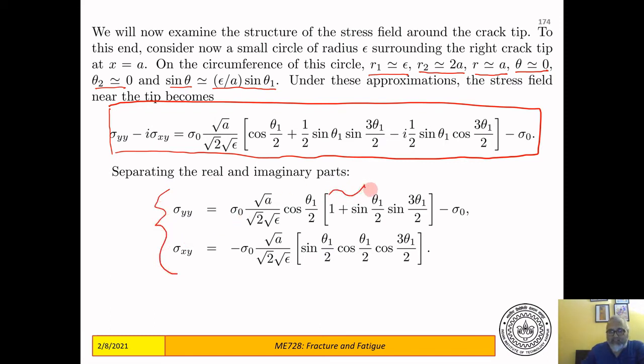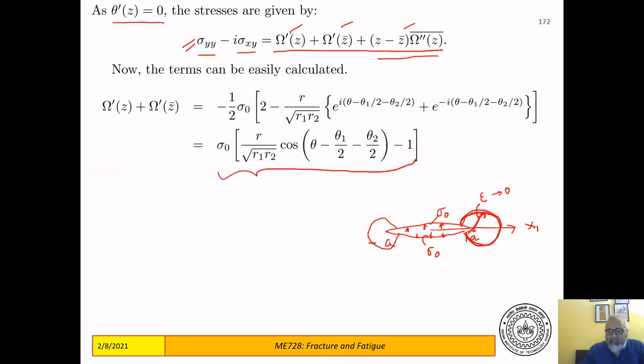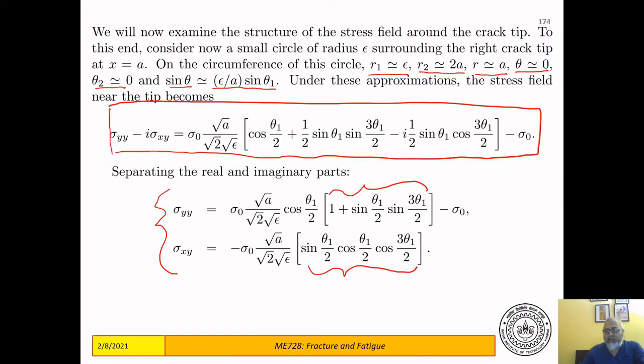And if you look at these angular functions, you will see that these are exactly the same angular functions that we had in case of a mode 1 crack. Obviously, you imagine that this crack is being opened in mode 1. So for a mode 1 crack, whatever angular functions we had from the Williams solution are repeated here. In Williams solution, this angle was called theta. So Williams solution with an infinite crack with this as r, this as theta.